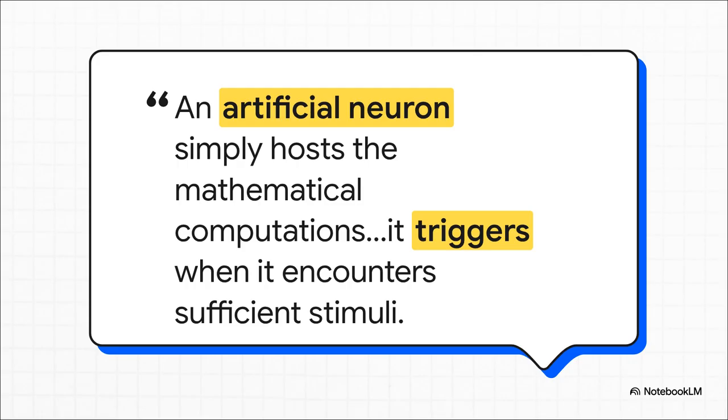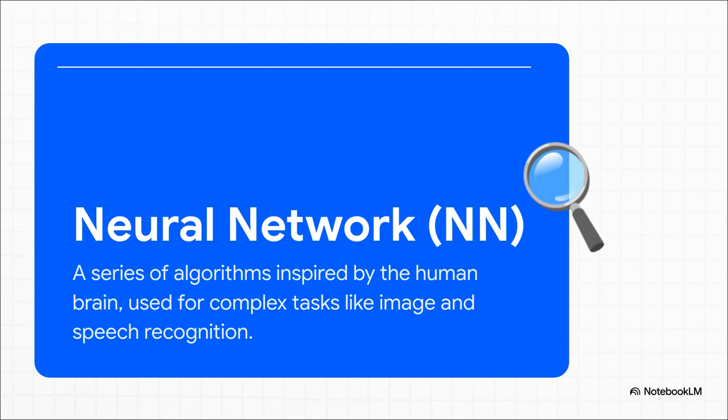A single artificial neuron isn't some magical brain cell. It's really just a tiny calculator that takes in some information, does a quick math problem, and if the answer is important enough, it passes a signal along. So if one of those neurons is a tiny calculator, a neural network is what happens when you link together thousands or even millions of them in layers. When they all work together, this massive web of calculators can learn incredibly complicated patterns.